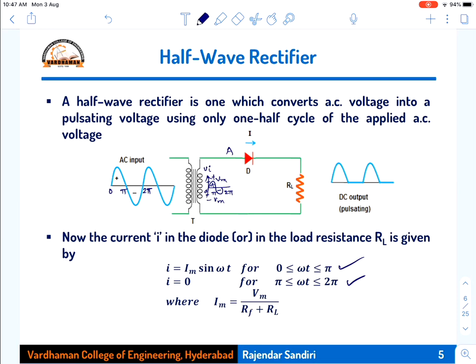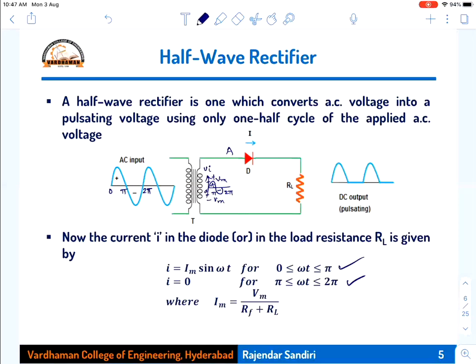That means though the input voltage is a full sine waveform, with a positive and a negative direction, 0 to pi is positive and pi to 2 pi is negative. If you apply that waveform to the input of the diode, then for the positive direction the diode is short circuit, forward biased, and current will flow. The current is I equal to Im sin omega t, where Im is the peak value of the current and Vm is the peak value of the voltage.